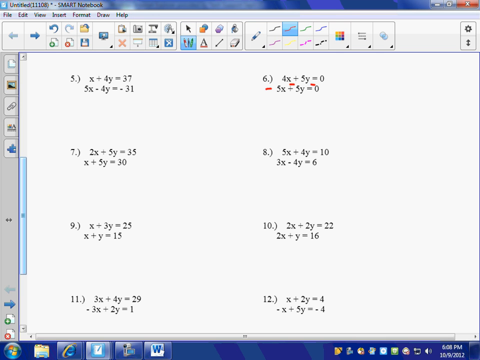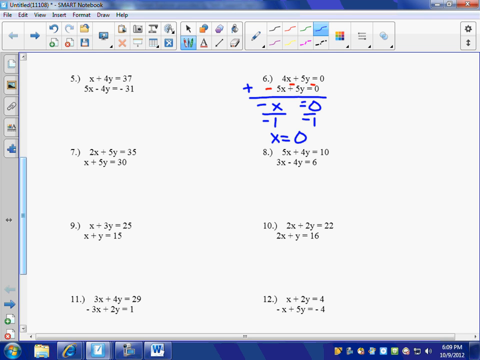Change the sign on all of them. That doesn't change the solution. We're allowed to do that. Now if I add them together, 4x and negative 5x makes negative x. 5y and negative 5y make 0. 0 and negative 0 make 0. So negative x equals 0. Divide by negative 1. X is 0. 0 divided by anything is 0.